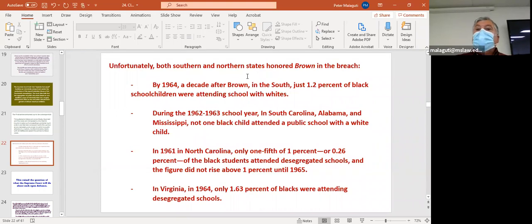Okay, look at the snail's pace progress. This comes right out of your book. In 1964, 10 years after Brown, 1.2% of Black school children were attending schools with white children. 1962, 1963, South Carolina, Alabama, and Mississippi, not one Black child attended a public school with a white child. 1961 in North Carolina, only 1/5 of 1%, 0.26% of Black students attended desegregated schools. In Virginia, 1964, 1.63% of Blacks were attending desegregated schools.